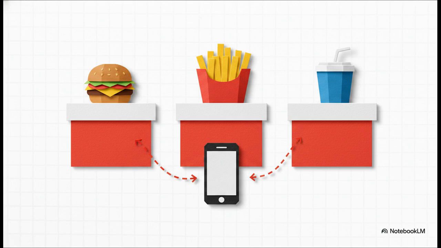But here is the catch with the fast food setup. If you want a combo meal, like a burger, fries, and a soda, you might actually have to make 3 separate trips to 3 different endpoints. You end up getting maybe a bit too much data from one counter and not quite enough from another.